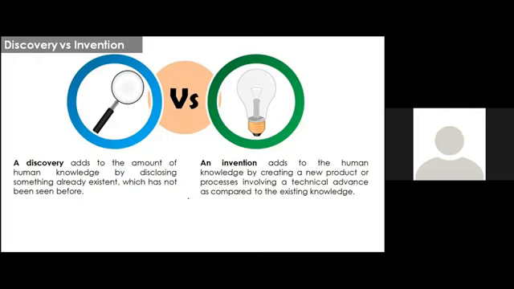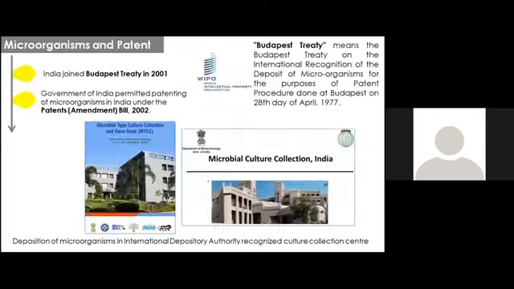For a discovery, if the end product or the conclusion of the discovery helps in achieving a particular article or a particular process, then it can be patented. However, an invention can always be patented. I hope the distinction between the discovery and the invention is very clear. Let us go to the microorganism and the patent.